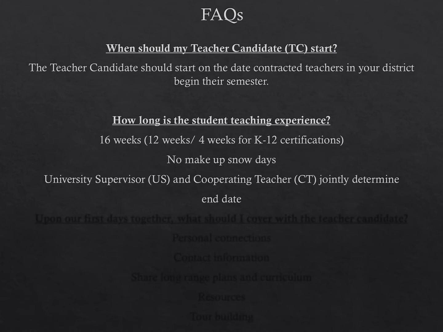How long is the student teaching experience? The experience covers 16 weeks. Teacher candidates do not have to make up snow days. Please work with the university supervisor to determine a projected end date for the experience and communicate this to your teacher candidate. If the teacher candidate must take emergency absences, those dates will be made up at the end of the experience. Please consult with the university supervisor should that occur.